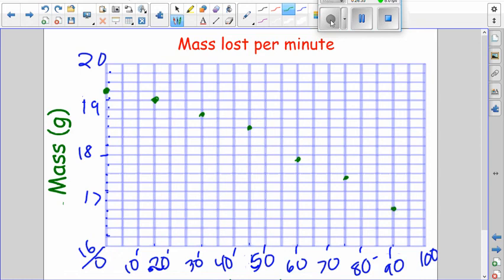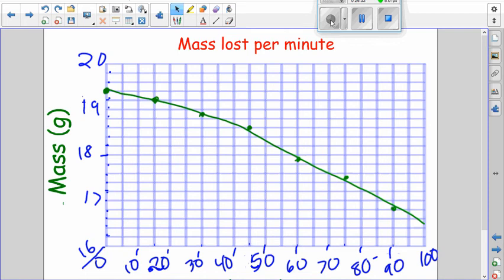My line doesn't have to perfectly touch all my points, but I just want to put a line in there to smooth it out. See how I'm kind of smoothing things out? That way Mr. Pilcher can kind of see the general direction of how things are going, okay? So it kind of missed this little dot up here, but that's okay. Mr. Pilcher can see which direction this is going.